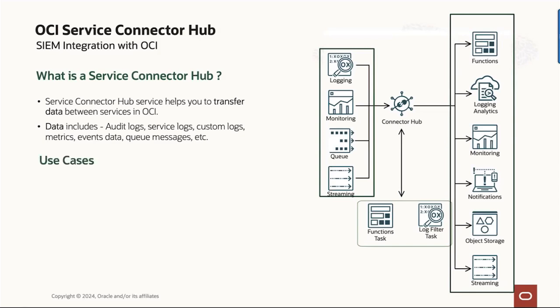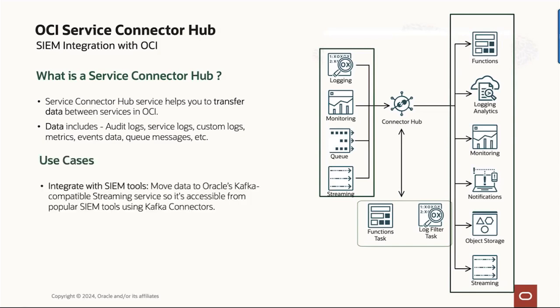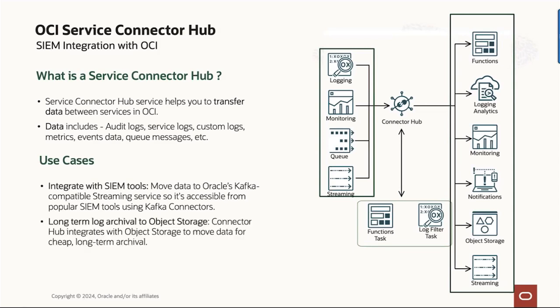So what are the use cases I'm going to solve, right? The most important, as I mentioned, is that you can use Connector Hub to integrate with a SIEM tool. In this case, Connector Hub can move data from the logging service to a streaming service. If you see on the right side, the bottom one, streaming service, that is our Kafka-based streaming service from where your SIEM system can pull data. That is one use case.